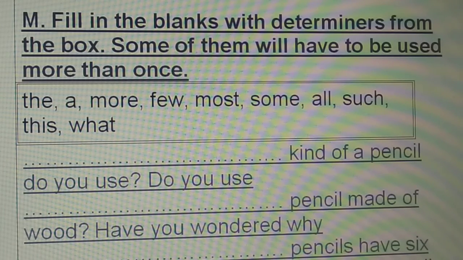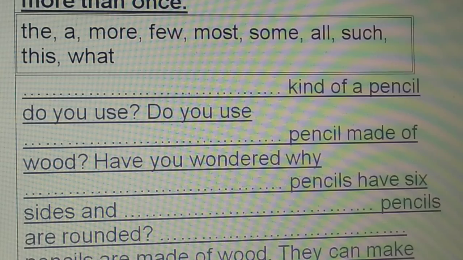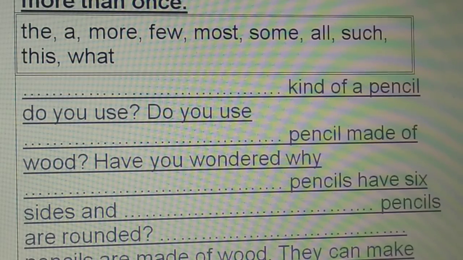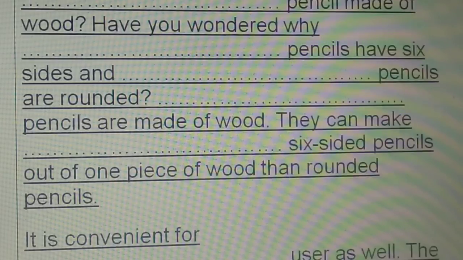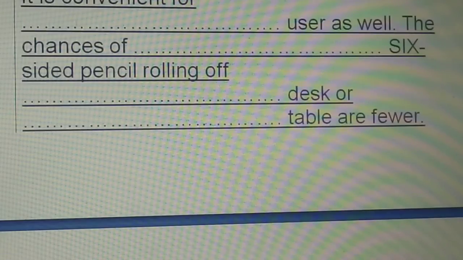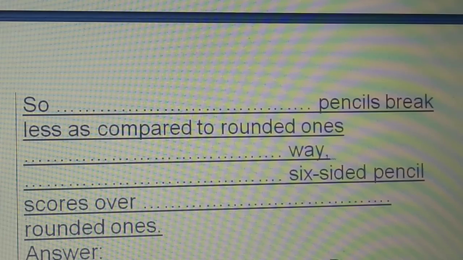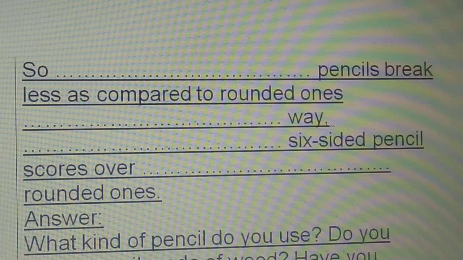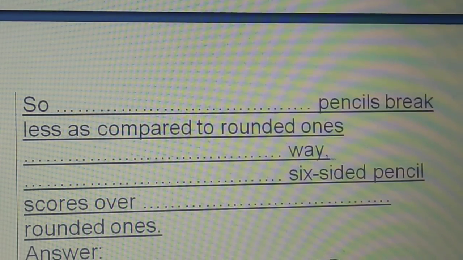One more question for you. You have to fill in the blanks using the words given in the box, okay, children? Here I'll not show you the answers. So you try to do that.